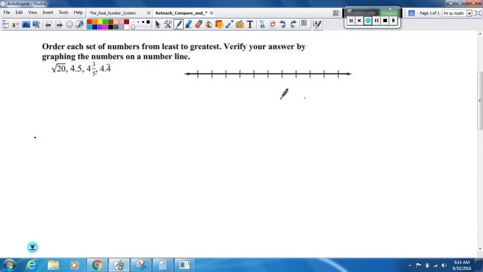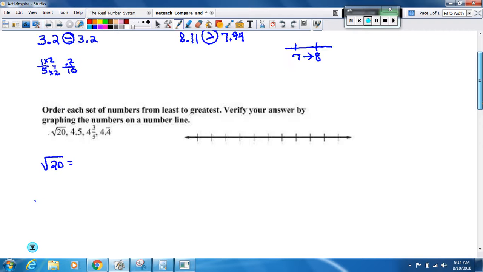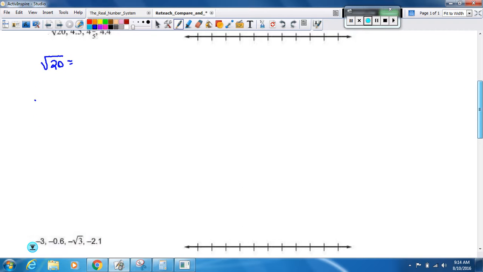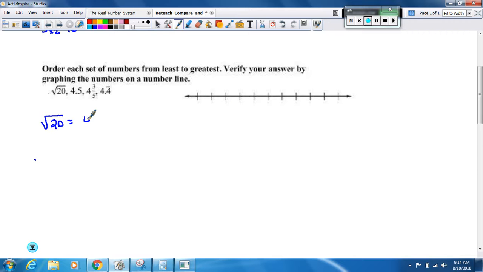Okay, the next one: order each set of numbers from least to greatest. Verify your answer by graphing the numbers on a number line. So the square root of 20, I already figured that out on the calculator, and that is 4.47. 4.5, well, that one's already a decimal, but I'm going to make it with 2 decimal places, so I'm going to make it 4.50, because again, it's easier to think of money.